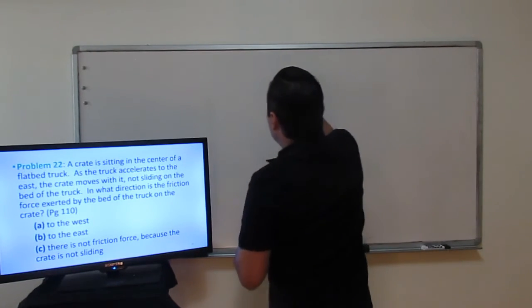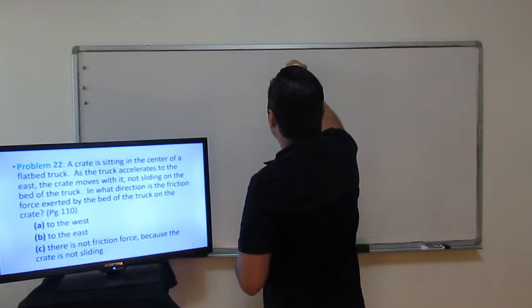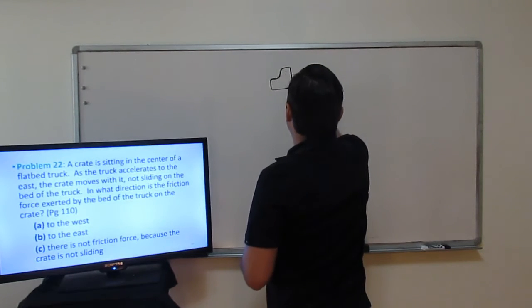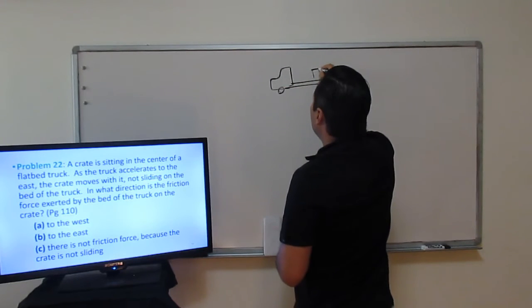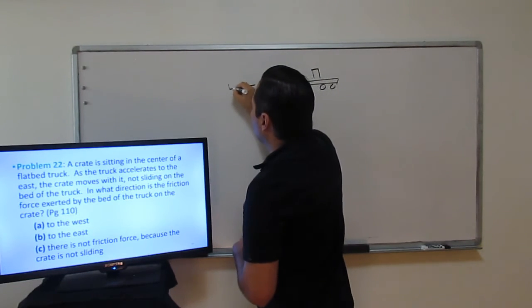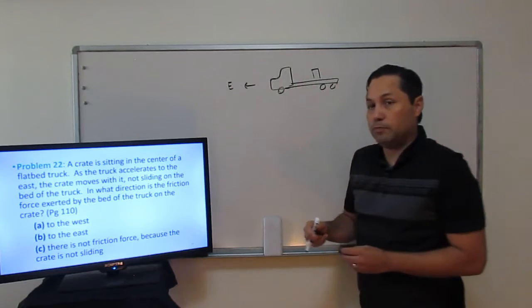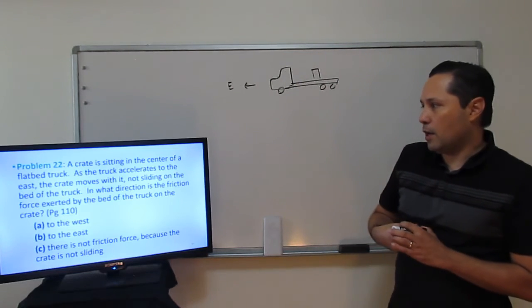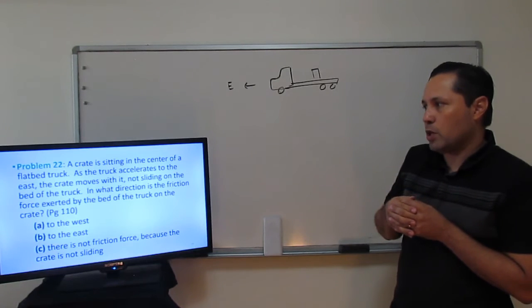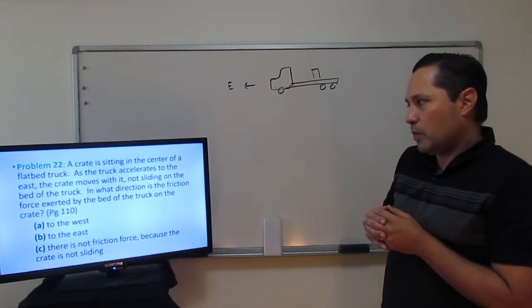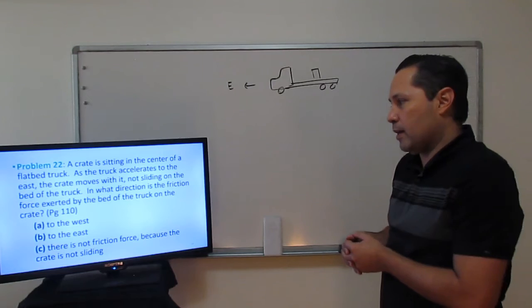So we have a flatbed truck, and it has a crate here, and it is accelerating. When I say east, it is that way. Next, the box doesn't slide as the truck accelerates. In what direction is the friction force exerted on the bed of the truck by the crate?